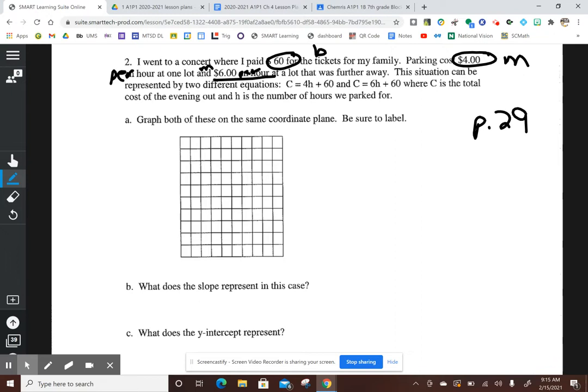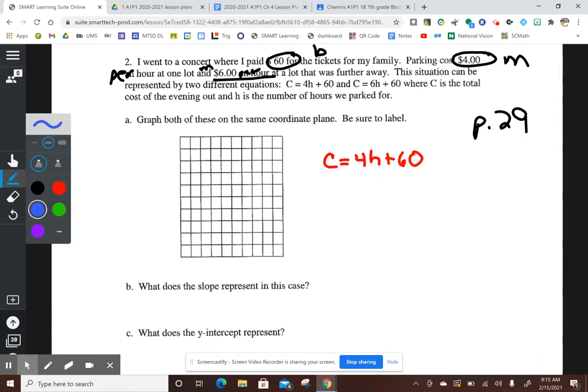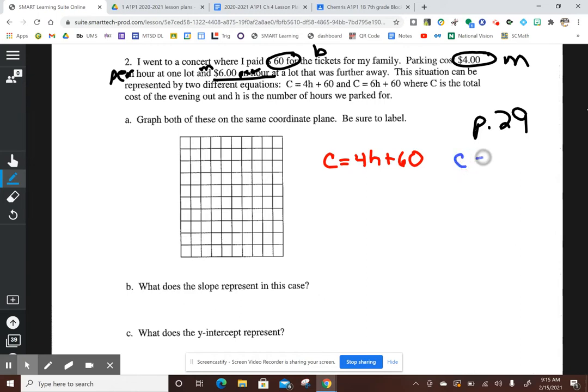This situation can be modeled by two different equations. So we have, and let's put these in different colors, C equals 4H plus 60, so the $4 an hour lot. And C equals 6H plus 60, so the $6 lot. Okay?